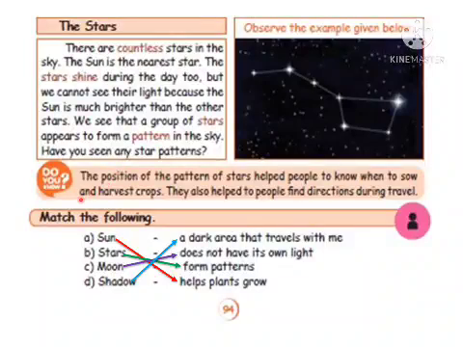Okay. Next, do you know the position of pattern of stars helped people to know when to sow and harvest crops? They also helped people find directions during travel. Next, match the following. A. Sun helps plants grow. B. Stars form patterns. C. Moon does not have its own light. D. Shadow, a dark area that travels with me.